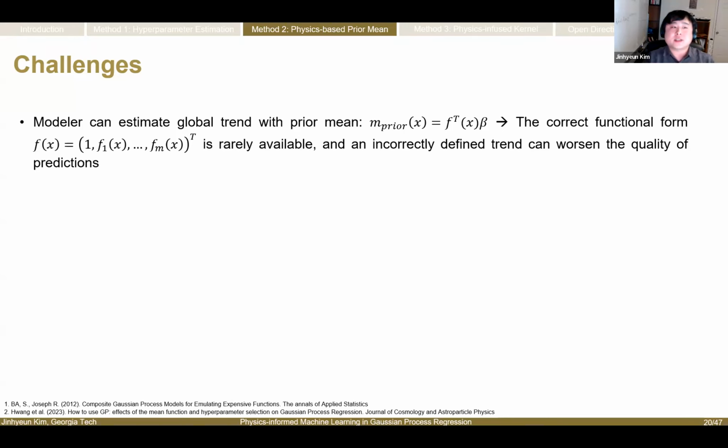A conventional approach to tackle this issue is to set the global trend with some domain knowledge. For example, instead of setting the constant prior mean or geometric mean, we can set a linear prior mean or some basis functions, and you introduce these basis functions to better estimate the data trend. However, the correct functional form of these basis functions is rarely available, and an incorrectly defined trend can worsen the quality of predictions.